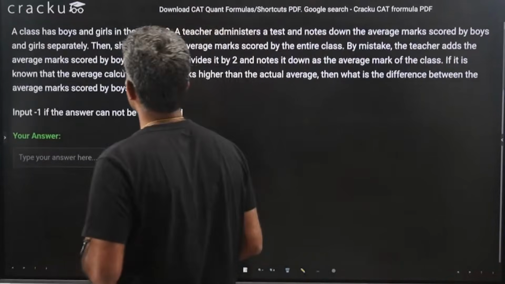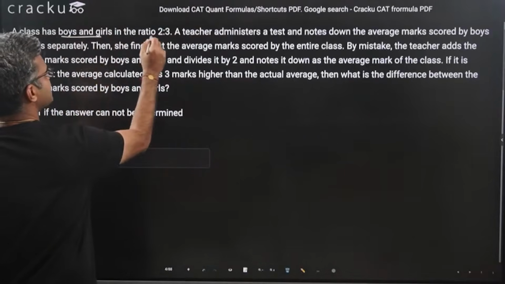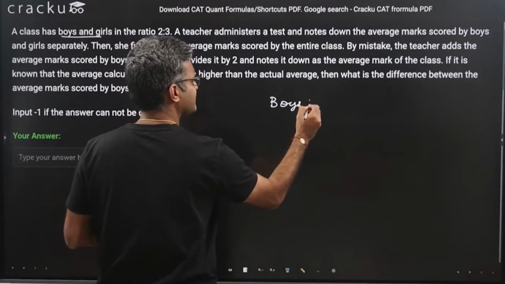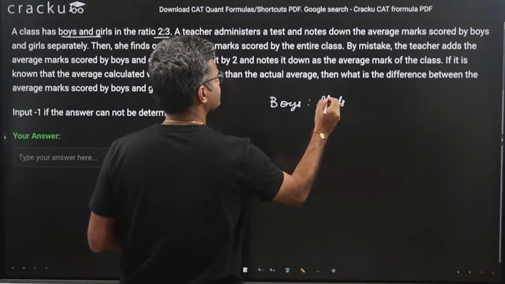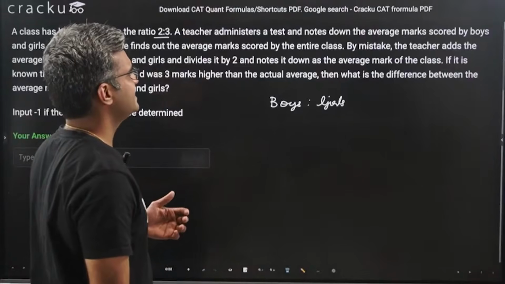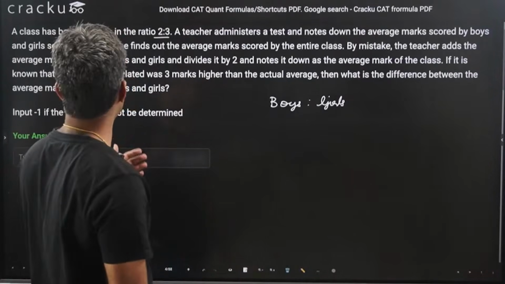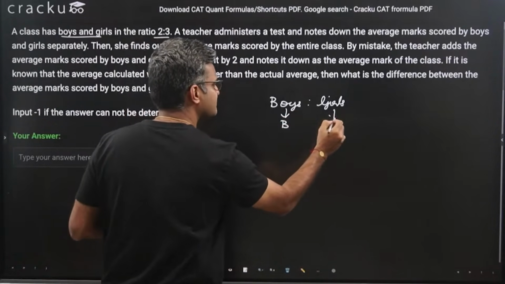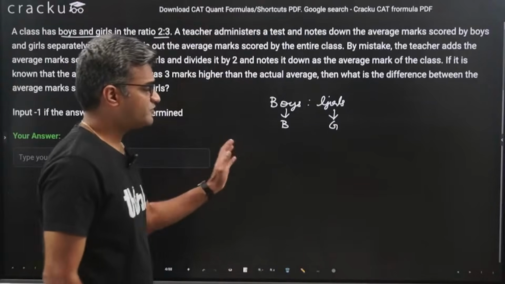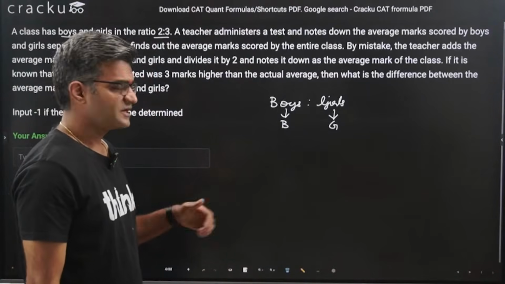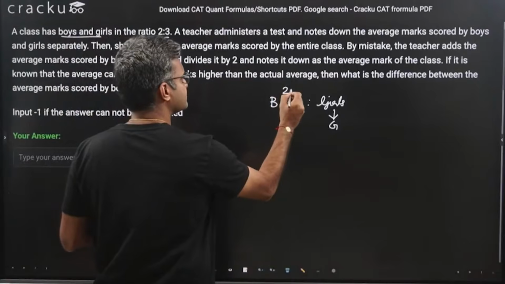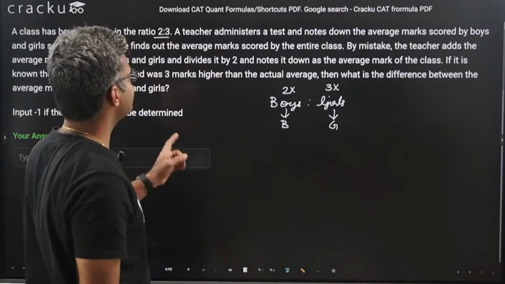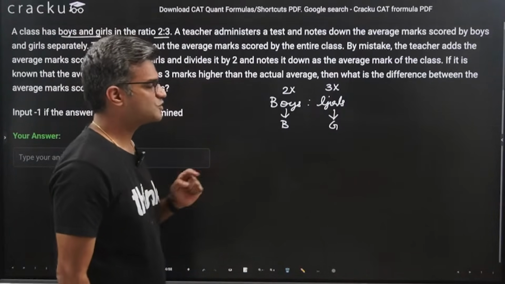In this question, we are told that a class has boys and girls in the ratio of 2:3. So we have some boys and we have some girls. A teacher administers a test and notes down the average marks scored by boys and girls separately. Let the average marks of boys be B and the average marks of girls be G. Because the ratio of boys to girls is 2:3, let us assume the number of boys is 2x and the number of girls is 3x. Then she finds out the average marks scored by the entire class. What is that average?